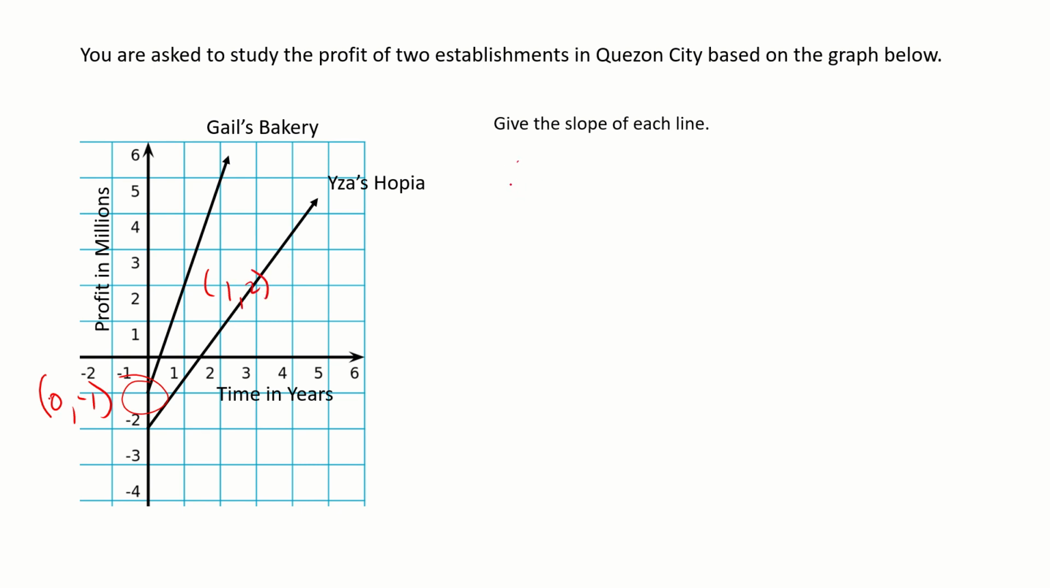So that means the slope for Gale's Bakery, always remember to consider rise over run. So that's 1, 2, 3. Sorry, here 1, 2, 3 is our rise and 1 for our run. In other words, it's 3.